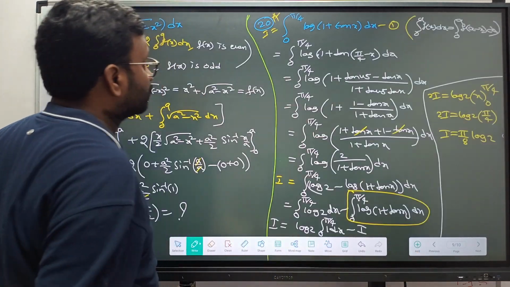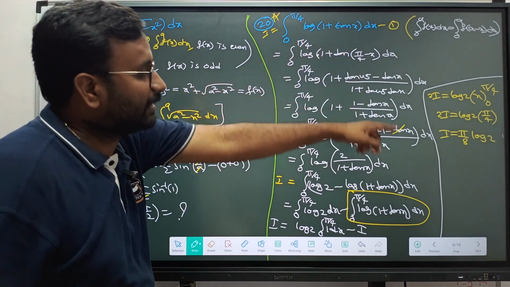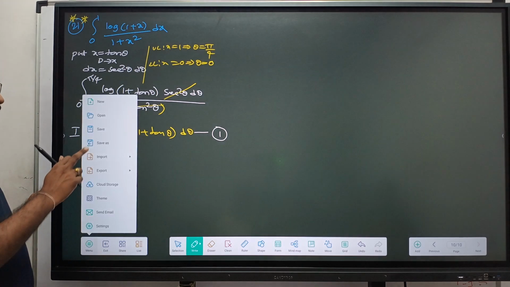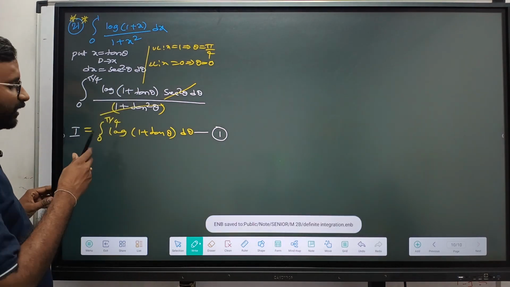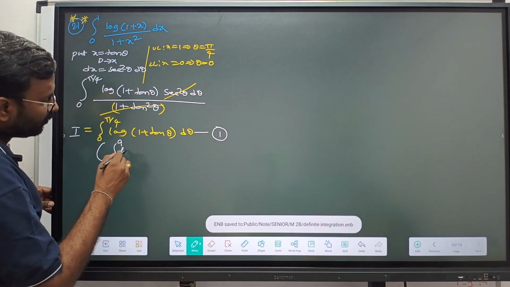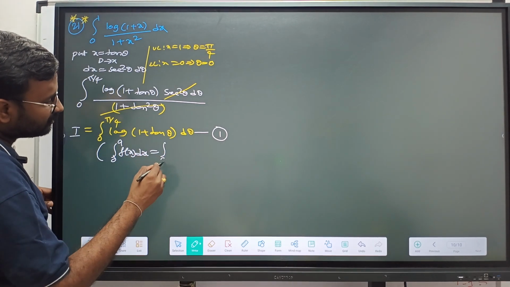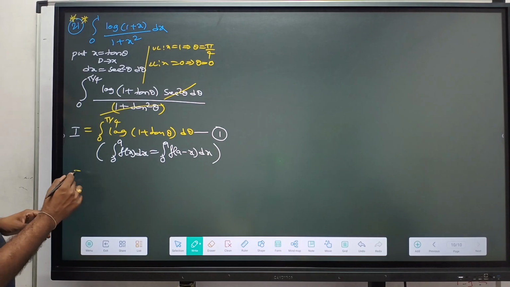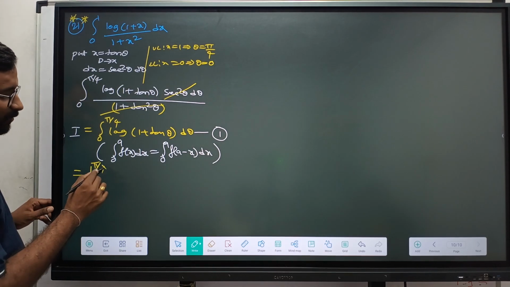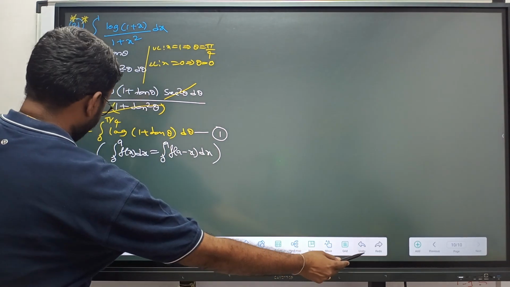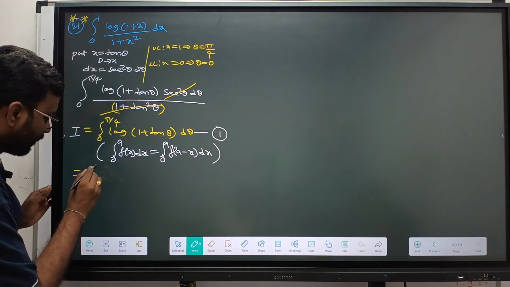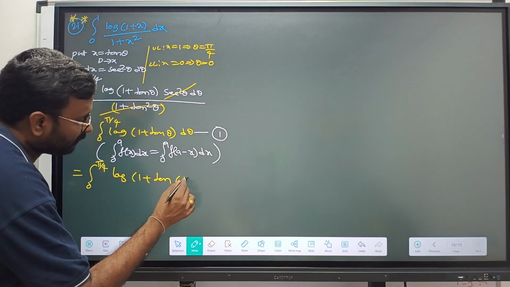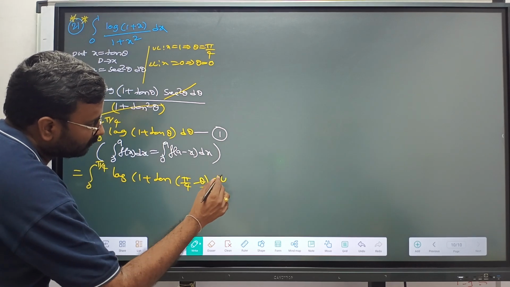This is only the previous question, integral 0 to pi by 4 log of 1 plus tan theta d theta, now in terms of theta instead of x. From here onwards, same process. By the property, what is the property? Integral 0 to a of f of x dx is equal to integral 0 to a of f of a minus x dx. Same answer you will get, which is integral 0 to a, that is pi by 4, log of 1 plus tan of pi by 4 minus theta, d theta.